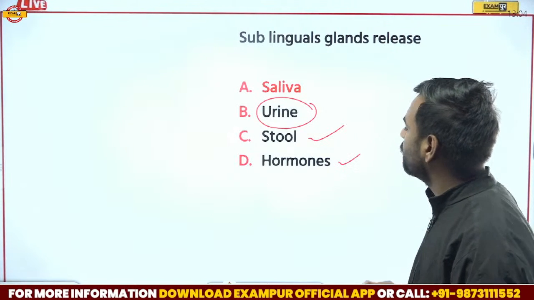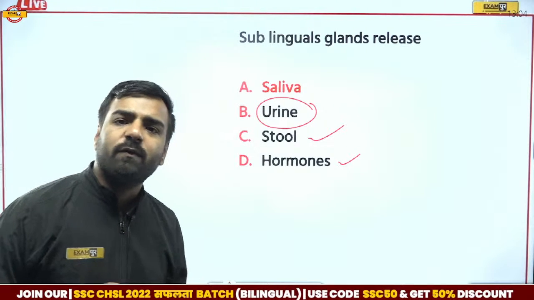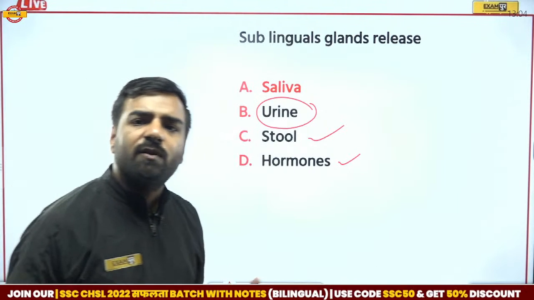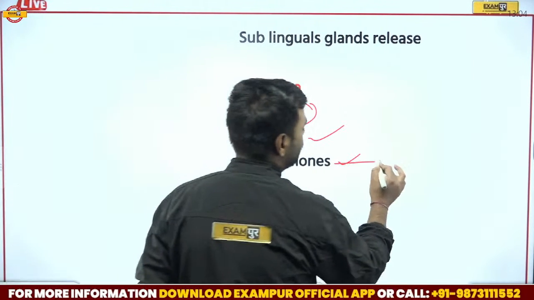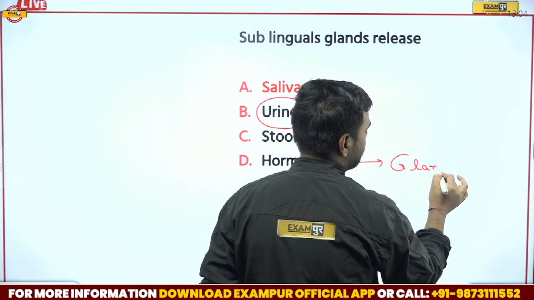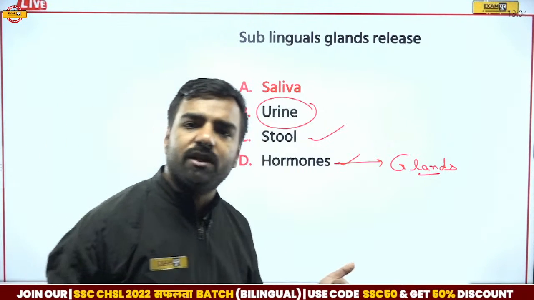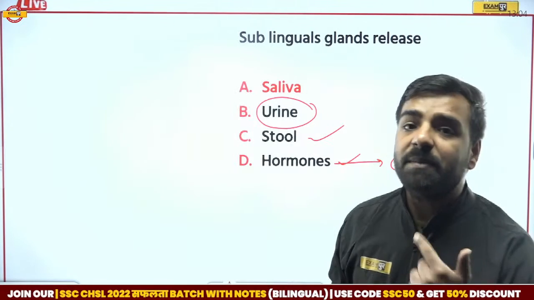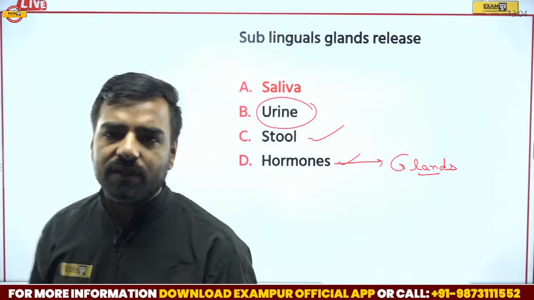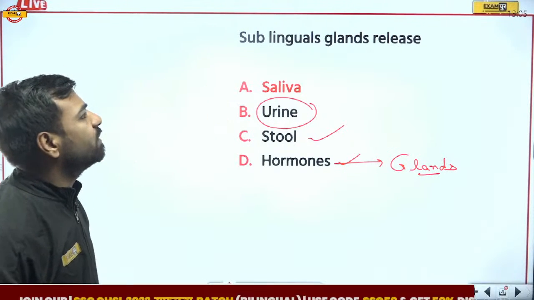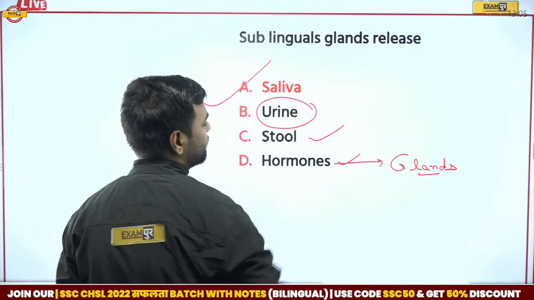And if I talk about hormones, what are they? Hormones are actually chemicals which are present in our body. Now, what kind of chemicals, what are they doing? There are several glands from where these are secreted. So this is asked, from where are these hormones secreted? Please remember, hormones are secreted from different glands. Now, can you name some of the glands? Yes, we can. It might be the pituitary, from where we get growth hormone. It might be the pineal gland, which is the smallest gland, from where melatonin hormone is released. So there are several glands. But if I talk about this question, sublingual glands are the ones releasing saliva. So option A, that is saliva, is the correct answer.